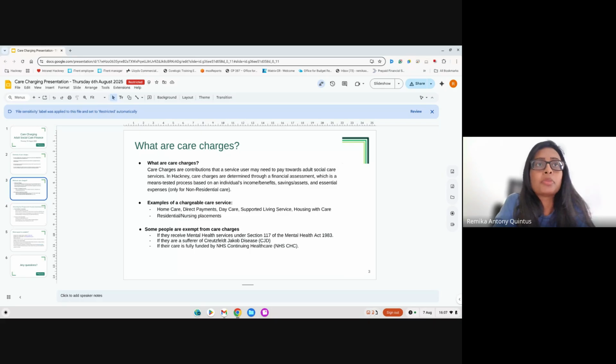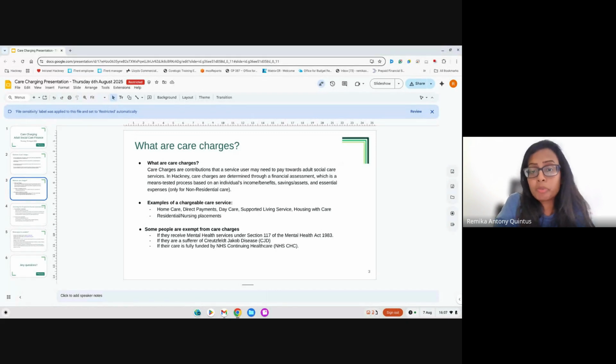So I've got a list of chargeable care services. You can see there's home care, direct payments, daycare, supported living, housing with care. They all come under non-residential care services. And then you've got residential placements and nursing placements that are also chargeable.